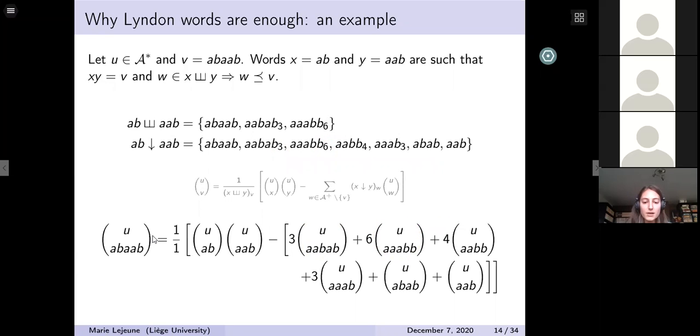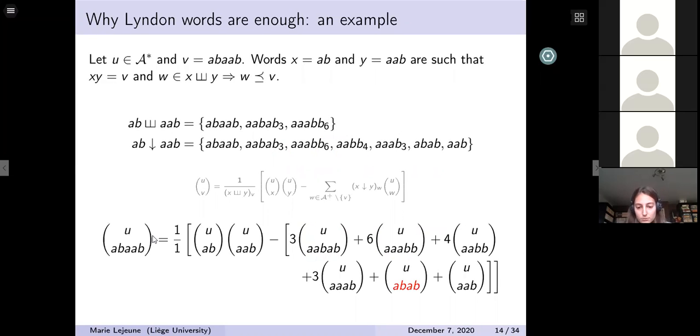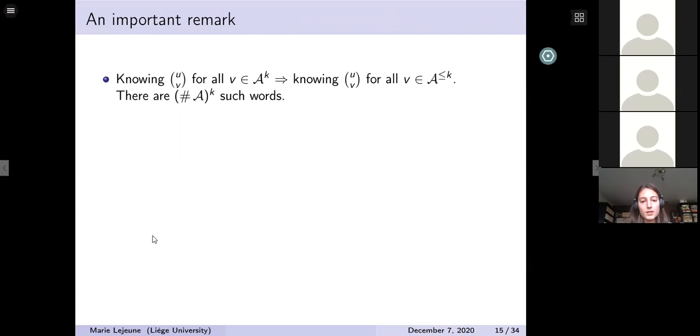And if I look at my formula, this word, ABAB, is the only non-Lyndon word. And so I could do the same on this word, find a new X, a new Y, and write the formula and inject inside it. And at the end, I will have an expression of this binomial coefficient involving only binomial coefficients for Lyndon words. So just to sum up, if I know the K deck, I know all the previous decks. So I can ask this number of questions.